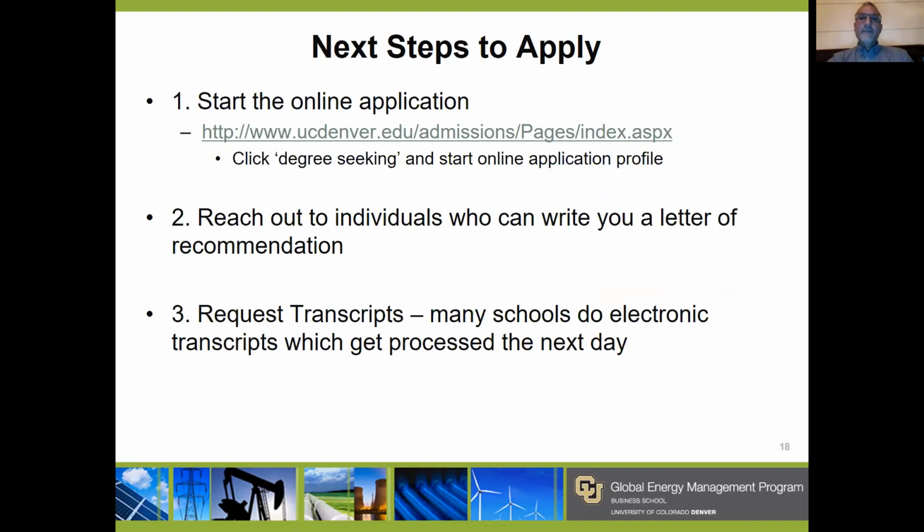Also, for requesting transcripts, depending on the school, some may be more difficult than others, so you want to look into that sooner rather than later. If they do electronic transcripts, those are probably the best route because they get processed sooner and can even be sent directly to me. And the entire application process should take about 2 to 4 weeks for international students, so not too long at all.